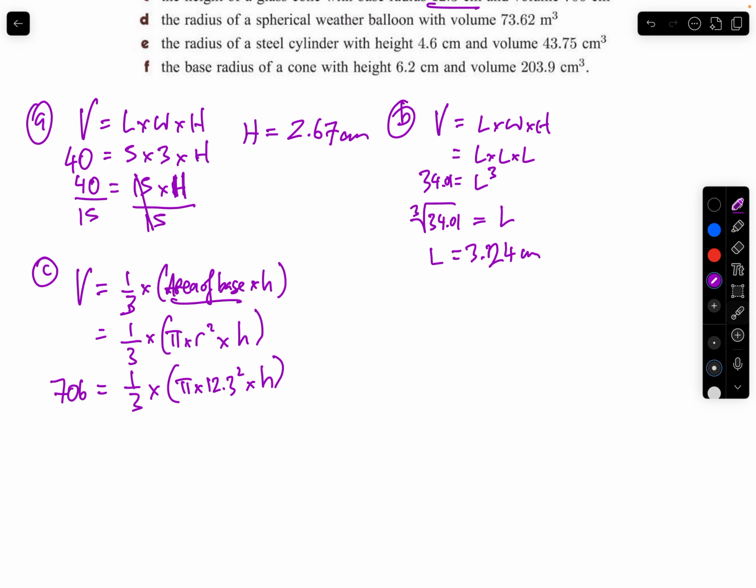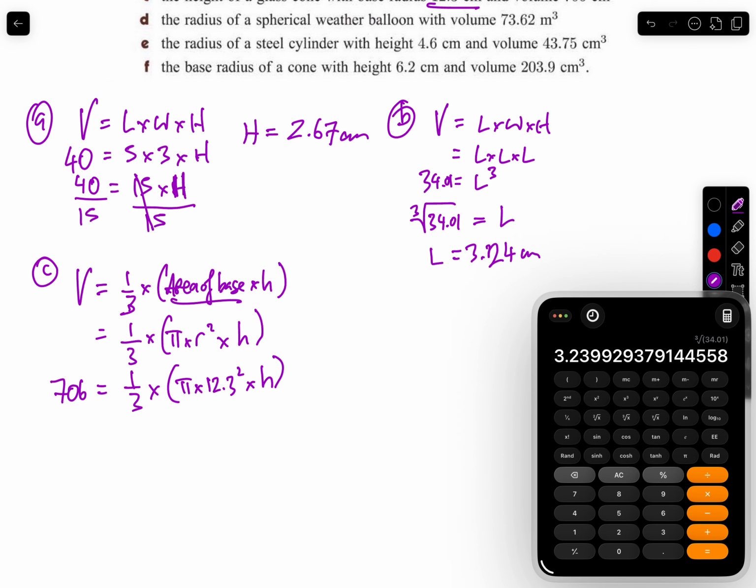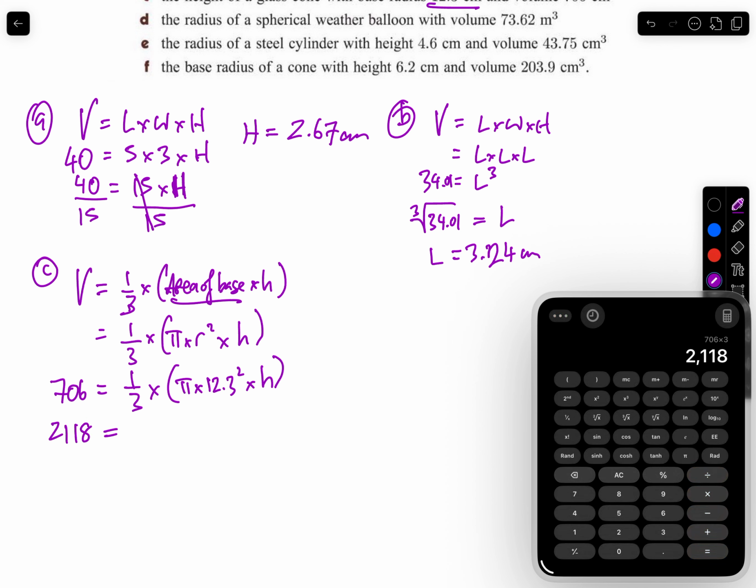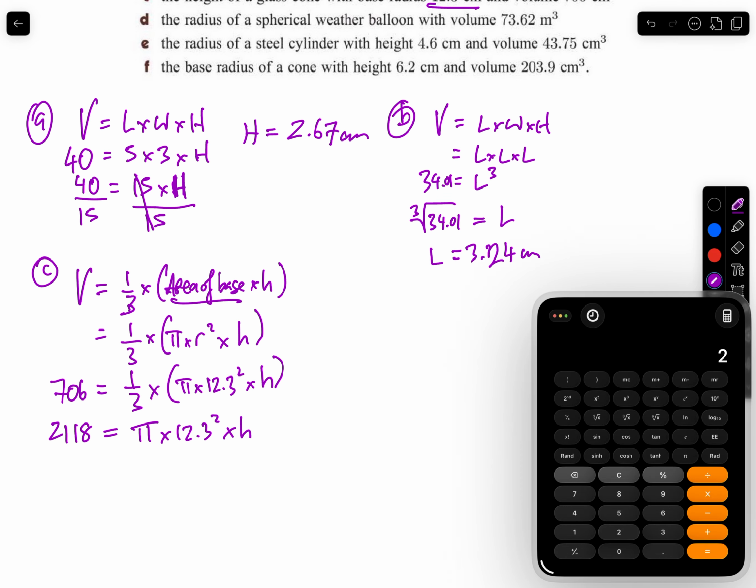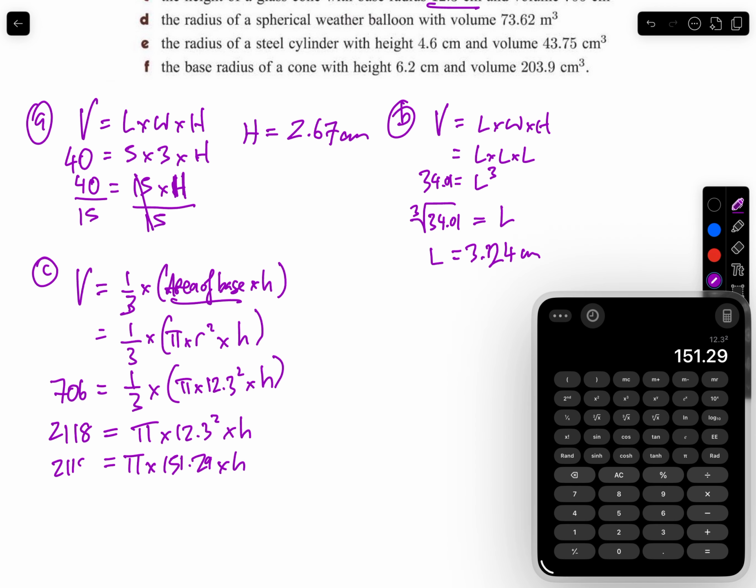Okay, to get rid of the timesing by a third, the opposite of timesing by a third, which is the same as dividing by 3, is multiplying by 3. So if we multiply everything by 3, 706 times 3, it's going to be 2118, and the third is going to disappear. It's going to be pi times 12.3 squared times by height. What is 12.3 squared? So it's going to be pi times 151.29 times by h is 2118.